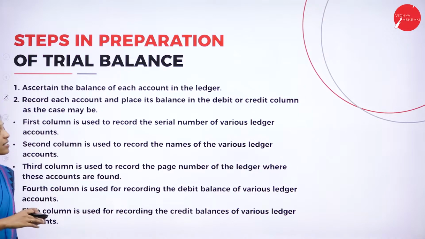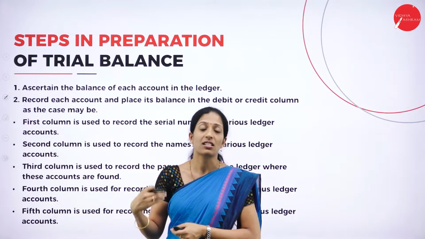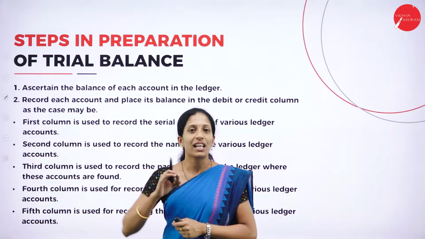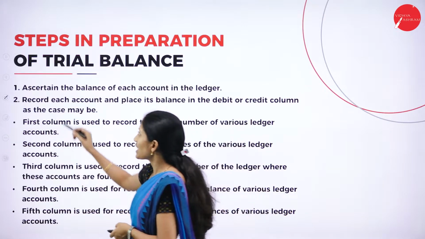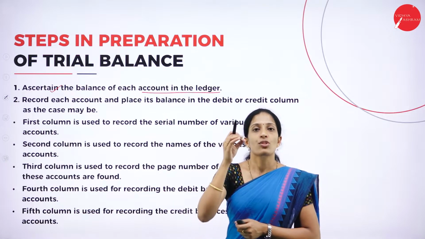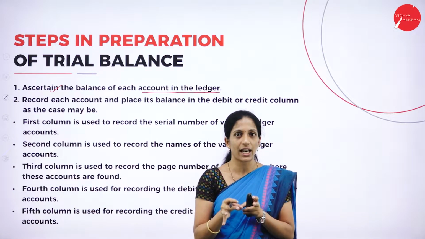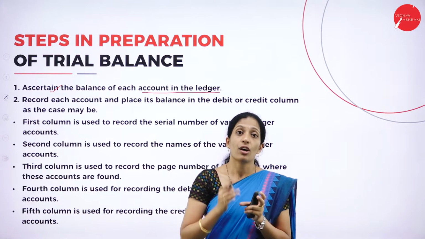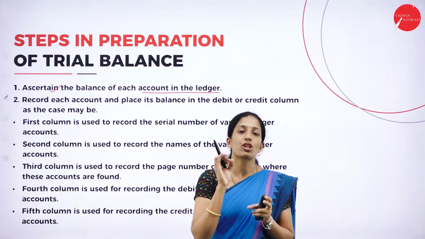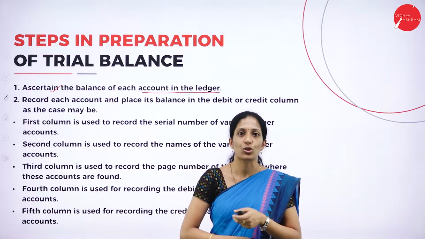Now we shall see the steps involved in the preparation of trial balance. As per the format itself, we shall go step by step. That is how we have to prepare the trial balance. Very easy to prepare. The first one is to ascertain the balance of each account in the ledger. By seeing the ledger, we have to ascertain each account's balance. For example, if we take the machinery account, we have to take out what is the actual balance of the machinery account. So first we have to ascertain the balance of each and every individual account.